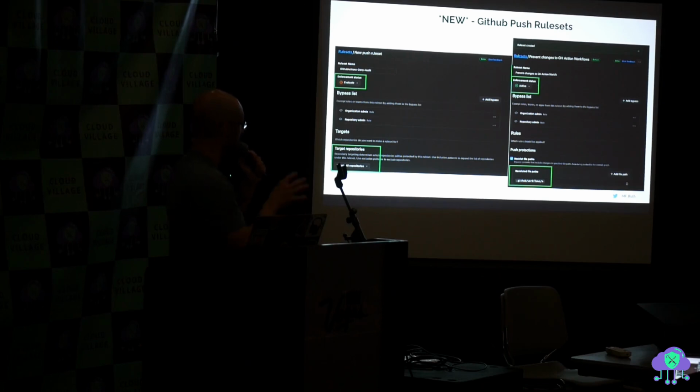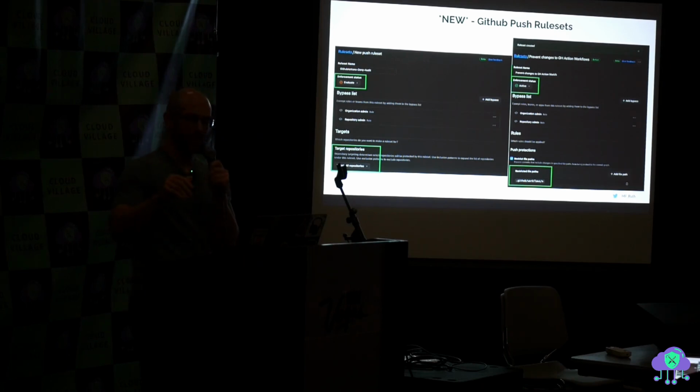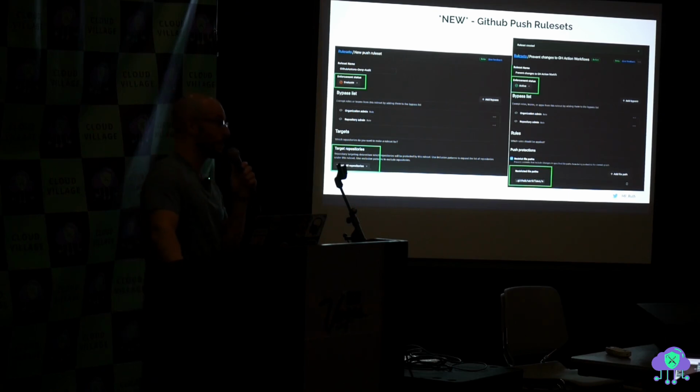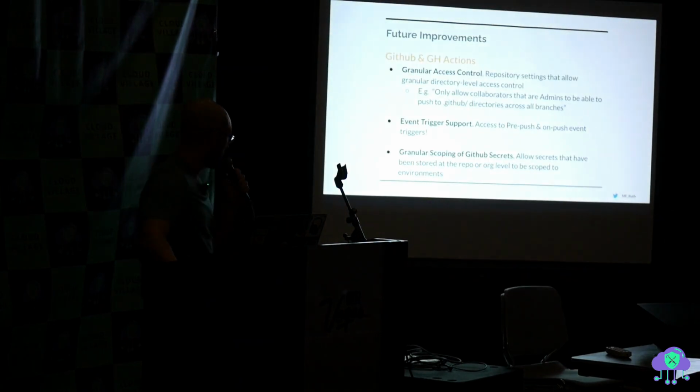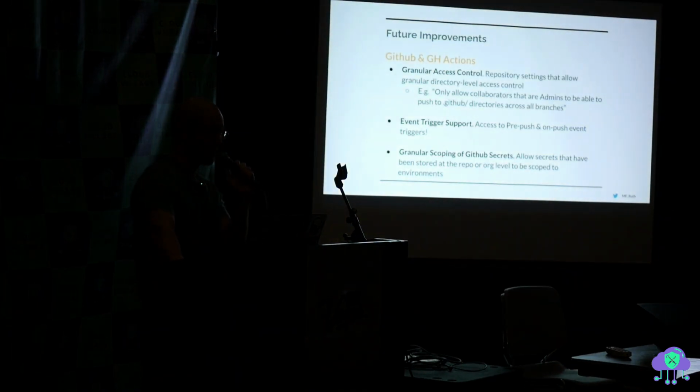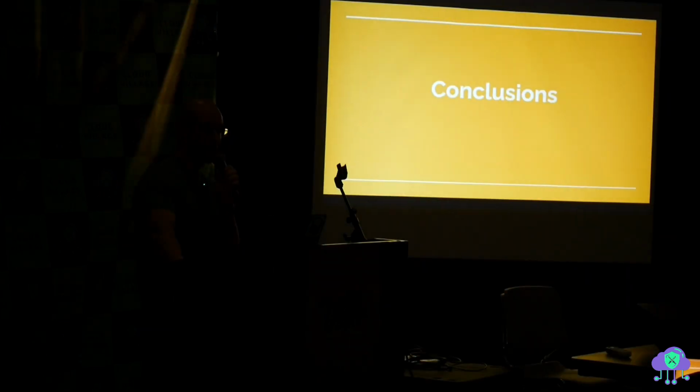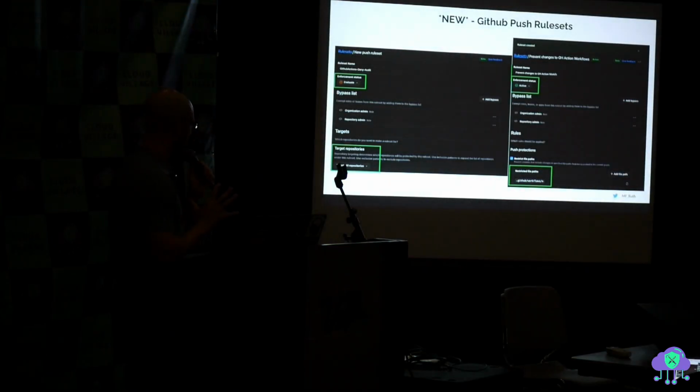So the last thing I want to talk about is brand new, and this one came out just a couple months ago, beginning of May really, and it's called GitHub Push Rule Set. So this is something that's in beta by GitHub right now. So if we go back a couple slides to right here where I talked about granular access control and event trigger support, how great would it be to have that? Well, we actually just got a feature that kind of does this in a very specific way.